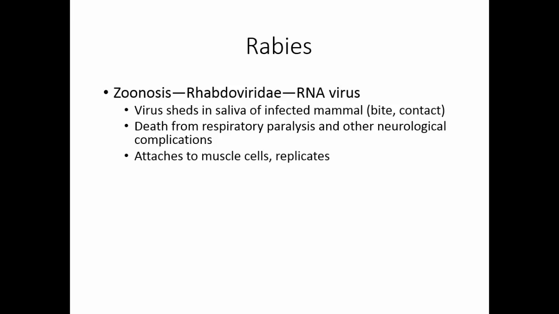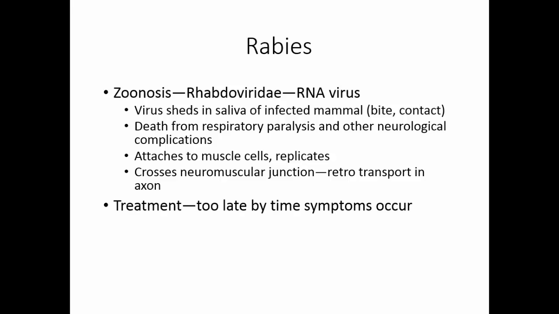Once the virus enters the body, it attaches to the muscle cells and replicates in the muscle cells. Eventually, it crosses the neuromuscular junction and uses retrotransport in the axon to go deeper into the nervous system. By the time symptoms occur, it is usually too late to provide any treatment, so death is a common consequence.